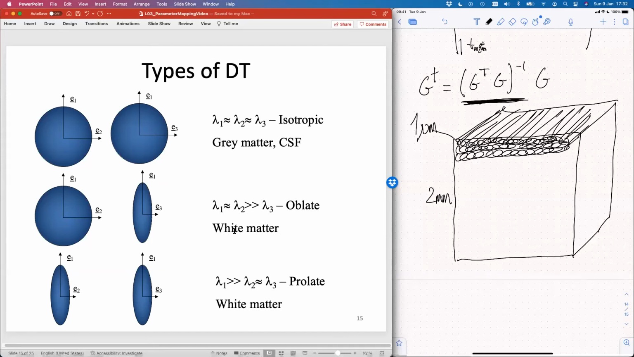When they are all parallel and pointing in the same direction, we get this sort of perfectly prolate diffusion tensor, but other configurations can lead to other shapes of diffusion tensor.